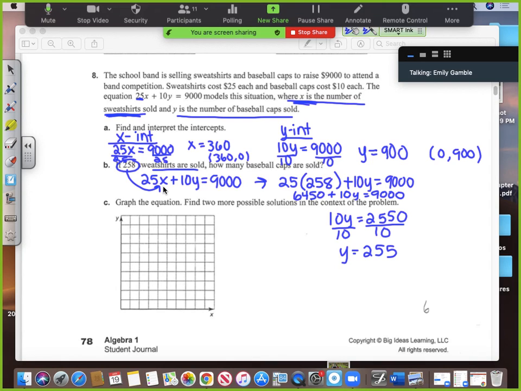And then letter C is asking us to graph the equation. We don't have that much time, but I want to make sure I can squeeze this in here. So x is the number of sweatshirts, and y is the number of baseball hats, or caps, whatever they want to call it. And we know that we can graph with x or y intercepts. So we would need to get the x-intercept to be 360. Just because of time, it's going to say 360 is here. And because of time, it's going to say 900 is here. I would never usually do this. But then I could graph it like this, and that's how you would graph.